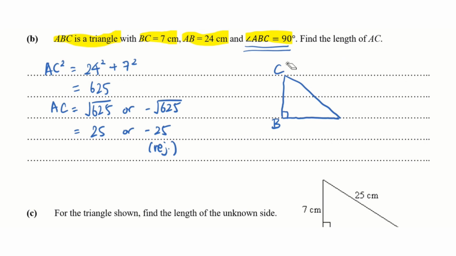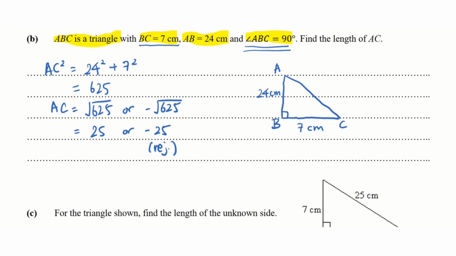So now, if I have ABC in this manner, I put in the information that BC is equals to 7 cm. So BC is over here. I will have 7 cm. Next, AB is 24 cm.